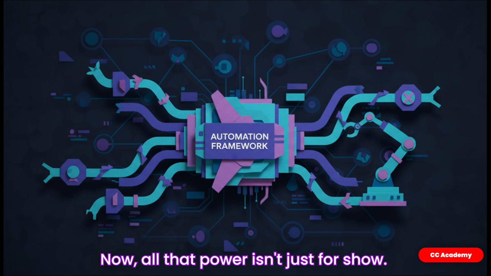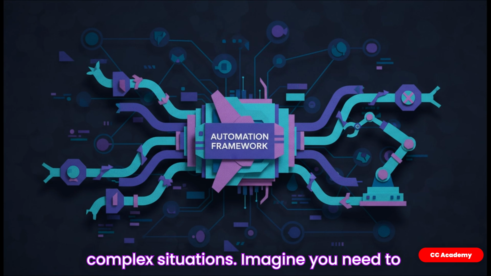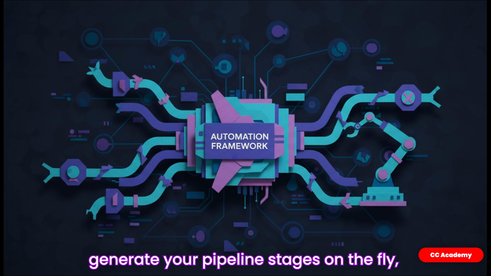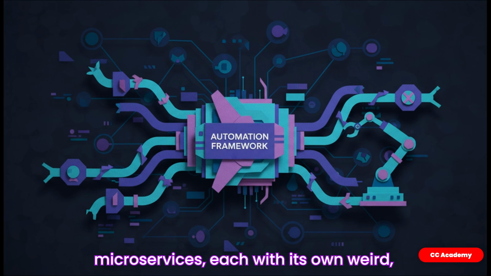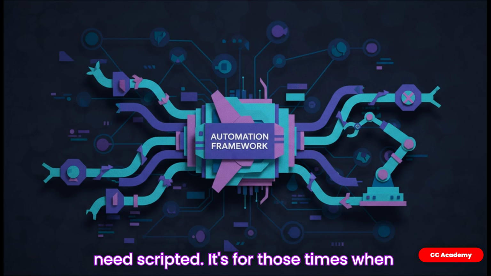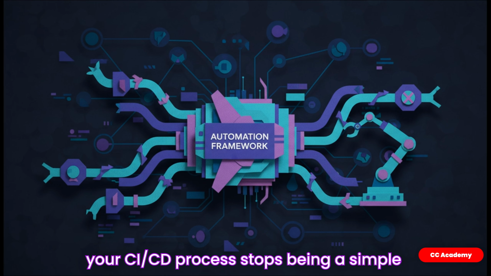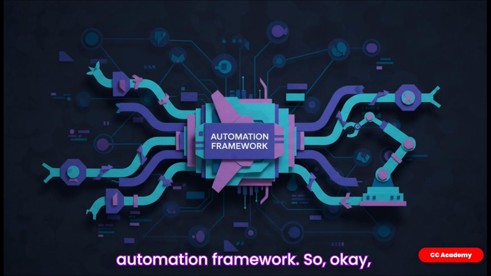Now, all that power isn't just for show. It's absolutely essential for some really complex situations. Imagine you need to generate your pipeline stages on the fly based on some file or API call. Or maybe you're juggling hundreds of microservices, each with its own weird, quirky build process. That's when you need scripted. It's for those times when your CI/CD process stops being a simple pipeline and starts becoming a full-blown automation framework.